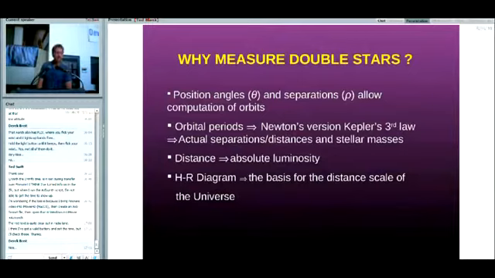And of course, the distance helps calibrate the distance scale to the universe, because we know that a certain star is a 60-watt light bulb versus a 100-watt light bulb because we know its distance. We know its actual brightness, its actual luminosity, and hence this is one of the bases for the entire distance scale of the universe. Next slide, please.